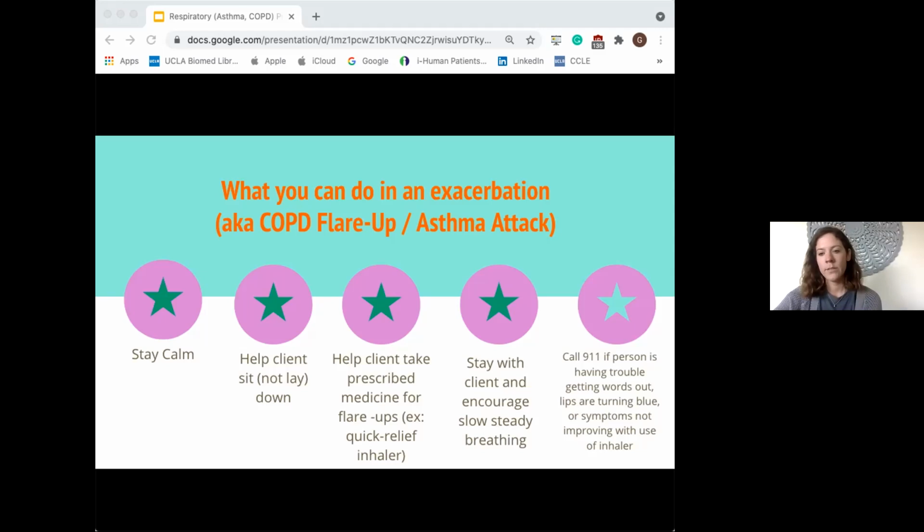And then call 911 if at any point the client is having trouble getting words out, their lips are turning blue, or if symptoms are not improving with use of medication, or if at any point you're worried. A lot of times difficulty breathing is an emergency. So if at any point you're worried and the client is worried, call for help. One other thing, if you think this was an allergic asthma attack and the symptoms aren't improving with the inhaler, the patient might have an EpiPen that they can inject into their leg. So that's something to keep in mind as well.